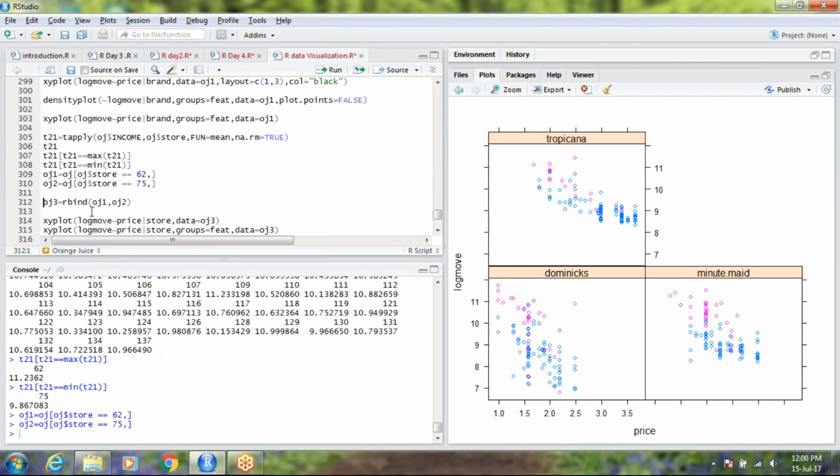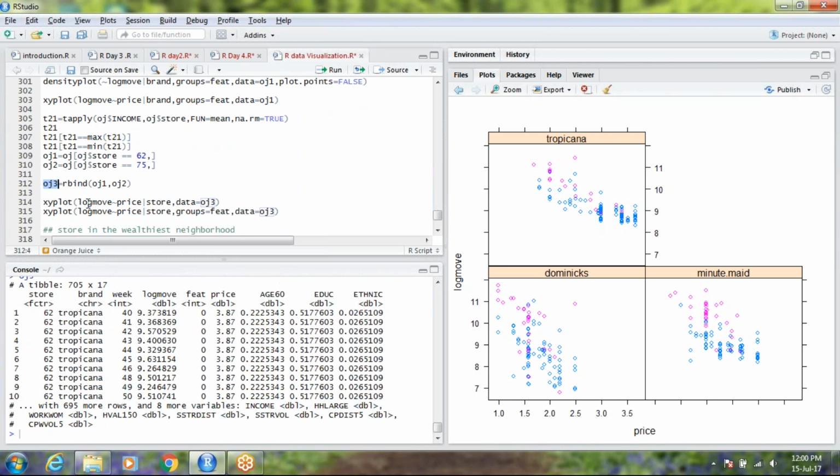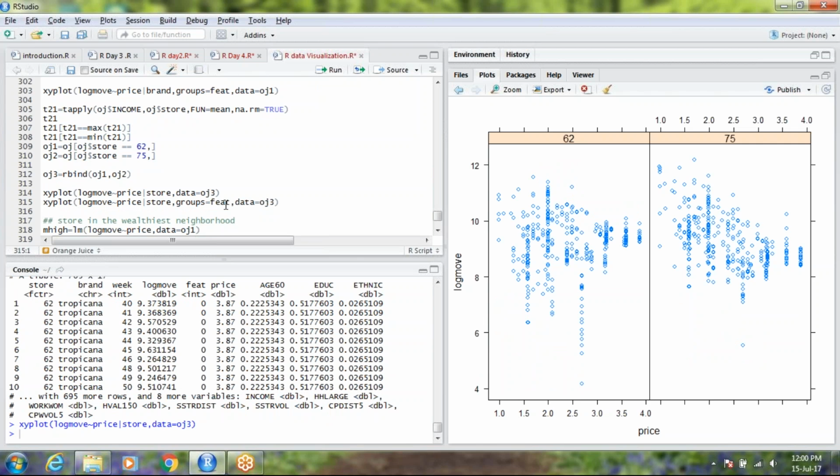Here I'm making an rbind, or row bind, of the two. If I see OJ3, all the stores with numbers 62 and 75 have been stored here in OJ3. Now let's see them.